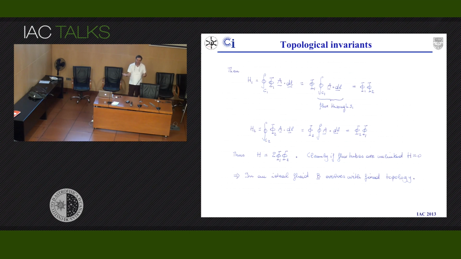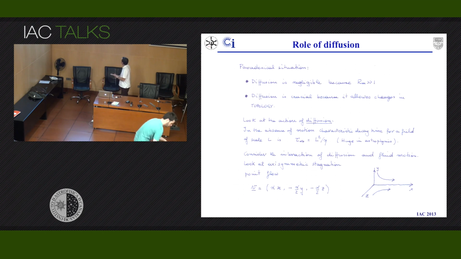And that's crazy. I mean, it would say that the magnetic field has the same topology it had at the birth of the universe. So obviously it can't be right. Somewhere, even though the magnetic Reynolds number is huge, there must be at least some regions where diffusion is important. You can't just go out and neglect it everywhere. You may be able to neglect it almost everywhere, but not everywhere.